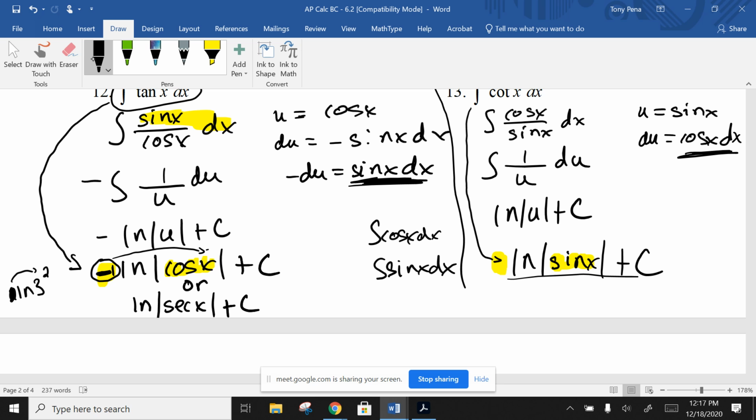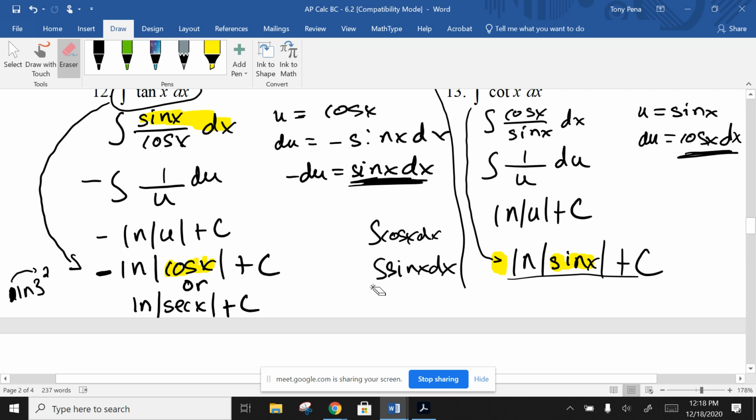And then if I put the little negative 1 here, that means I want the reciprocal of cosine. And the reciprocal of cosine is secant. So you kind of want to know both. Those do both pop up in both ways. So just know they're equivalent to each other. So it's a different way of expressing them. Okay.